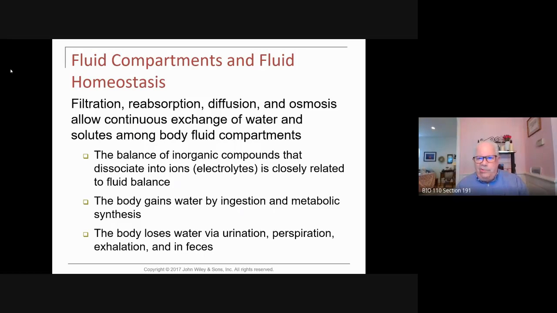Basically, when you see diffusion, it's gases and some small electrolytes. When you say the word diffusion, it really refers to oxygen and carbon dioxide exchange. And you know from the kidneys and from the GI tract that there is filtration and reabsorption. So the balance of inorganic compounds is closely related to fluid balance. Where fluid goes, electrolytes go.